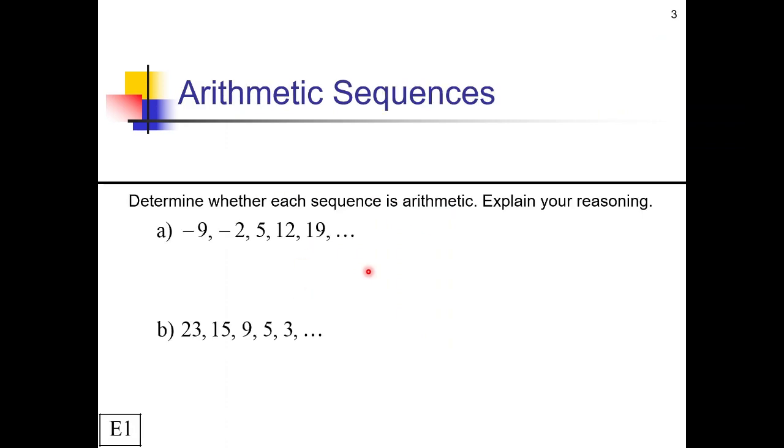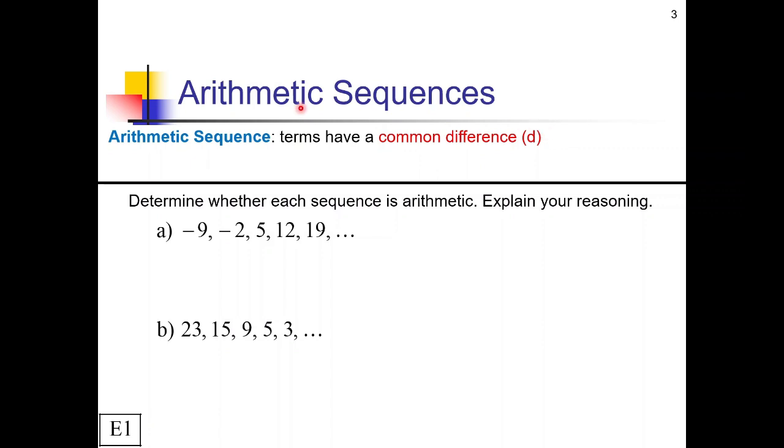For our very first problem in this lesson, they're giving us two sequences, and they want us to determine whether each one is arithmetic with reasoning. Okay, well, what is an arithmetic sequence? This type of sequence is one in which the terms have what is called a common difference, which we refer to as the d value of these.